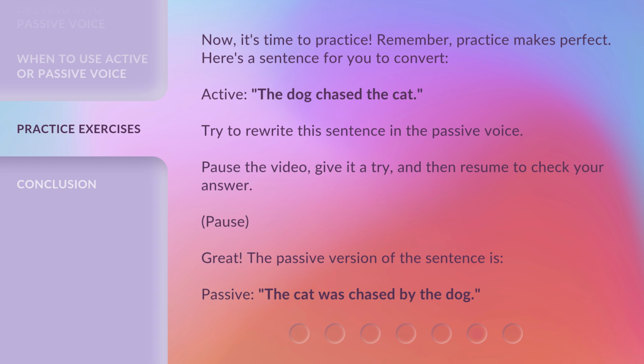Great! The passive version of the sentence is: The cat was chased by the dog.